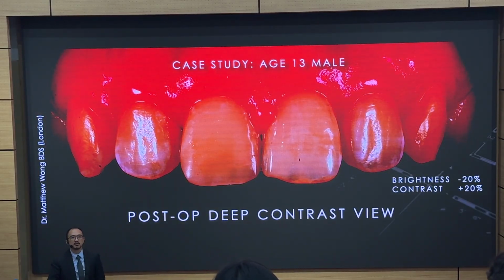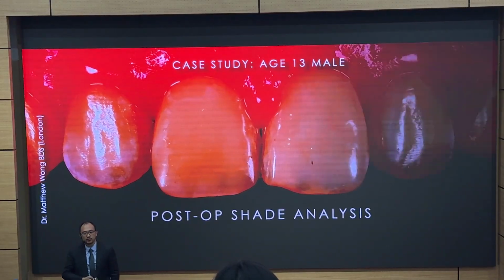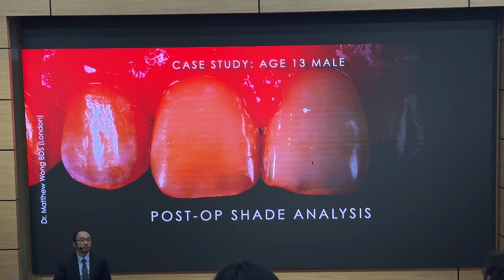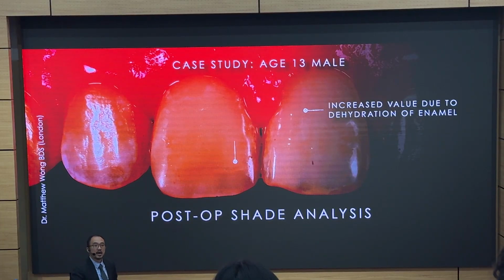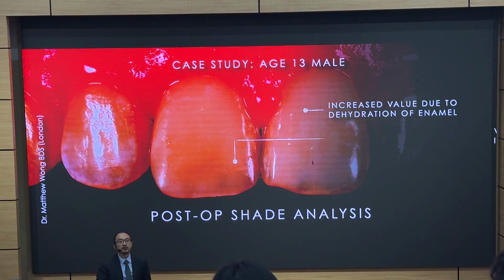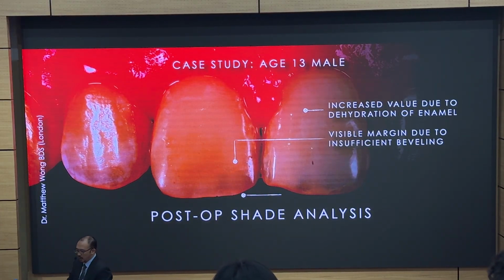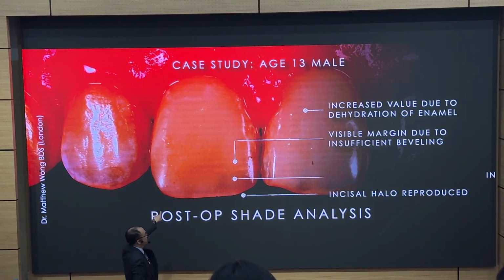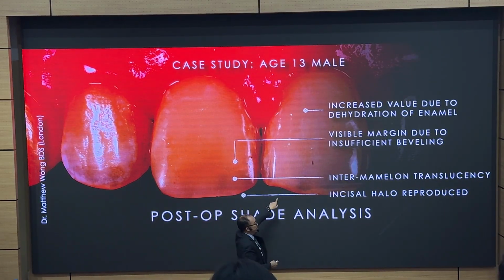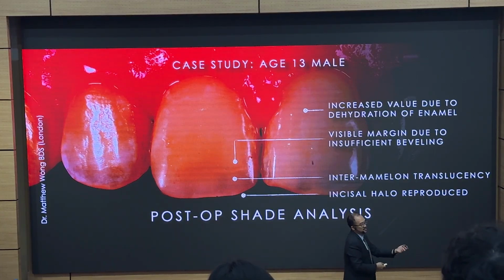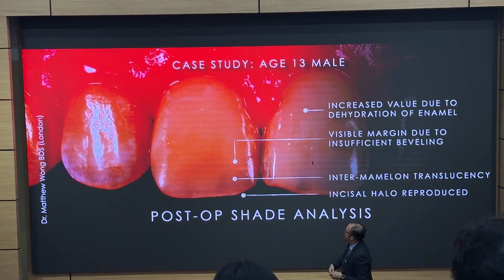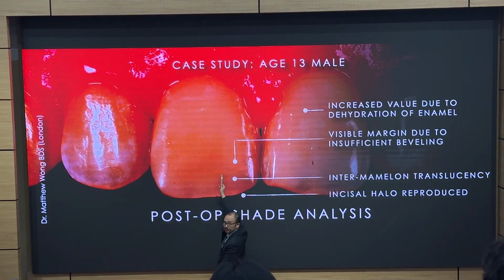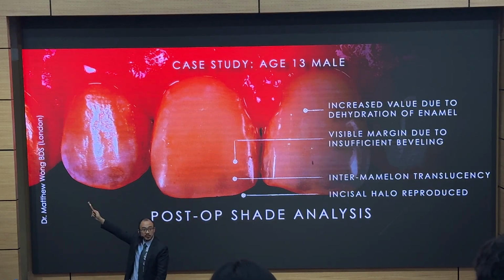What do you see? I know for a fact that the tooth that I'm trying to copy is a little bit whiter. It's higher in value because it is dehydrated. That is fine. I know that I have managed to recreate the incisal halo, and I have recreated the mamelon. But you can see there's a white line. That's the white line that we talked about.